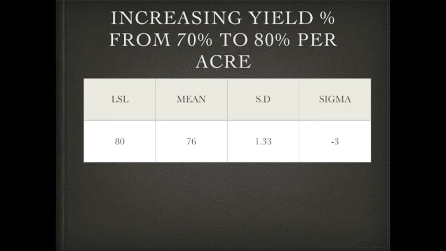Now, the mean is 76%. The mean level is 76%, and the standard deviation that we have is 1.33. Now, looking at the difference between the lower specification limit and the mean, how many standard deviations can be accommodated? Only 3 standard deviations can be accommodated.